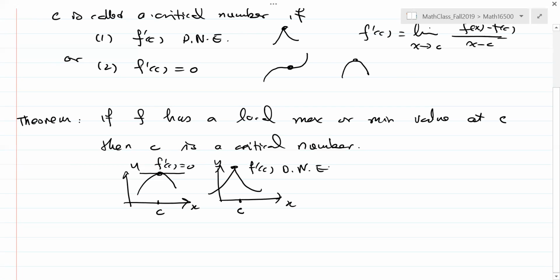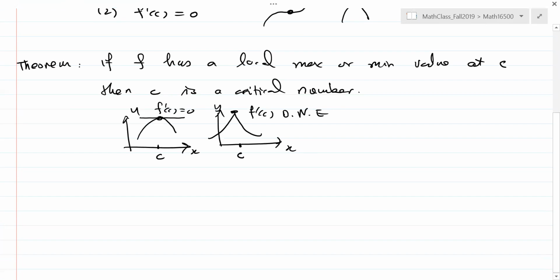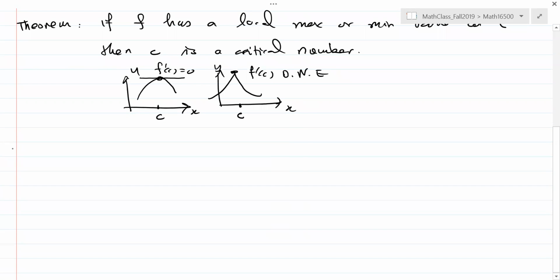Okay. So why is this theorem important? Because it's very hard to find a local maximum value over the whole interval, because you have to check the value of the function at every point. So now we just need to look for a few candidates, right? And then you can determine the local maximum value, local minimum value. Okay. So let's look at some examples.